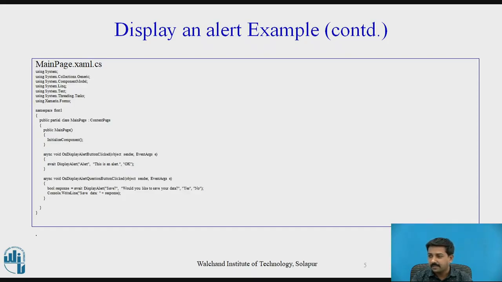And in the second method, we have a bool data type, then response as a variable name, await is a keyword, and DisplayAlert is the method name. First, "Save" is the title, the message is "Would you like to save your data?", and "Yes" and "No" are the two buttons. Then we have Console.WriteLine. We write the output in the output window with the help of Console.WriteLine: "Save data" plus response.